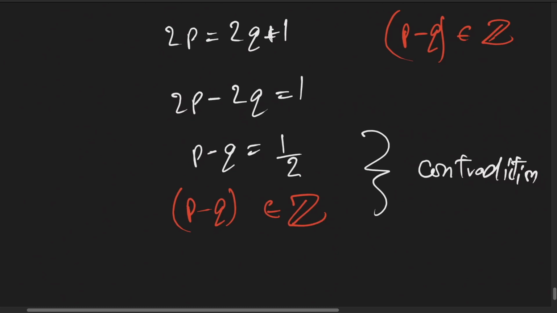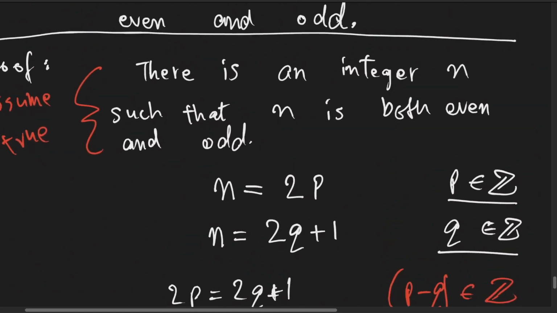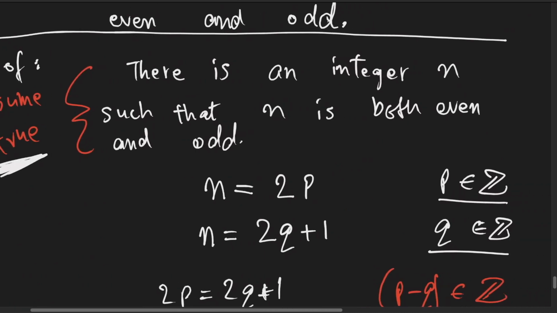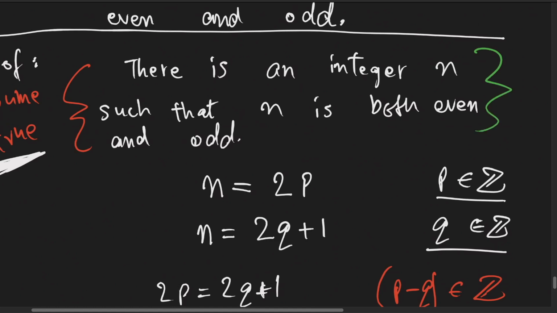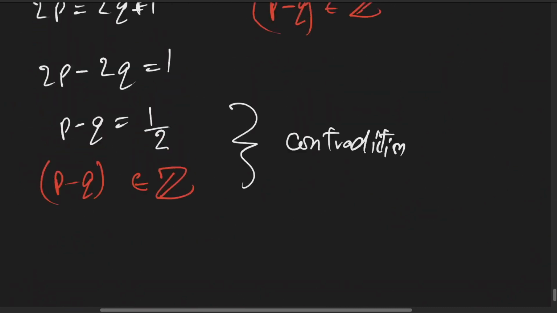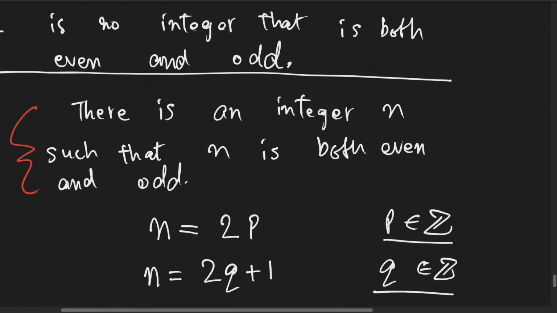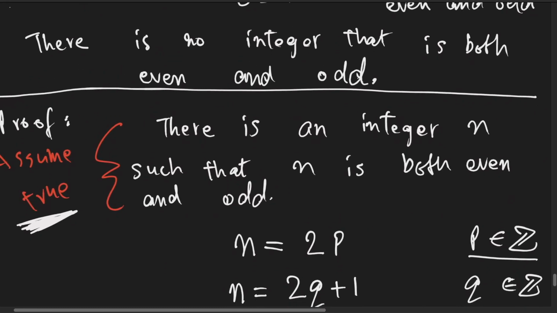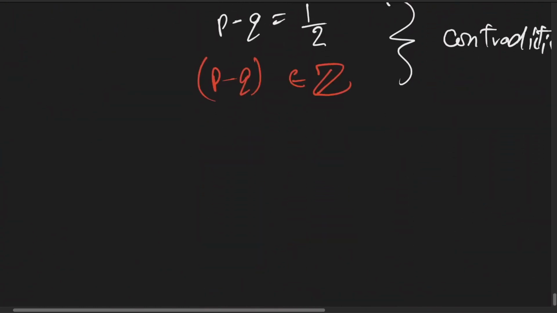And because we've deduced a contradiction, we can conclude that our starting assumption must be false. And because this assumption is false, our original statement must be true. So this is how proof by contradiction works. Now let's look at another example from set theory.